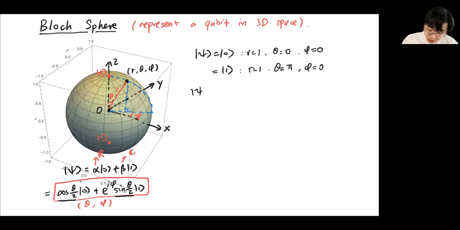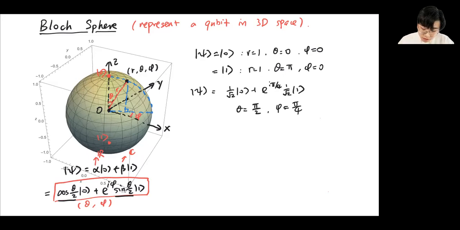What is the quantum state psi equals 1 over root 2 |0> plus e to the i pi over 4 times 1 over root 2 |1>? Well, we just need to find the theta angle that gives us 1 over root 2, and that is pi over 2, and the appropriate phi equals pi over 4. So where is it on the Bloch sphere? That's right, it's in the xy plane, and in particular 45 degrees from the x-axis.